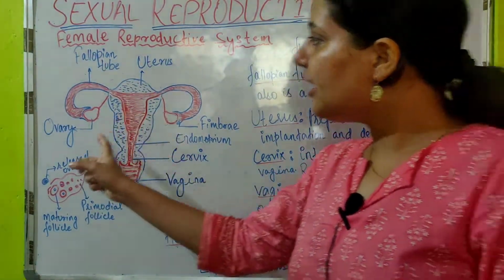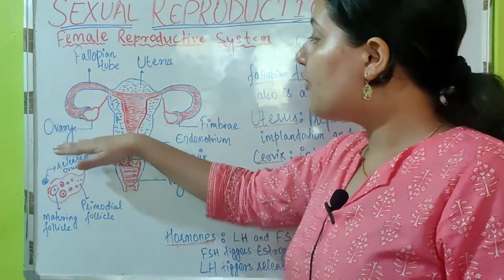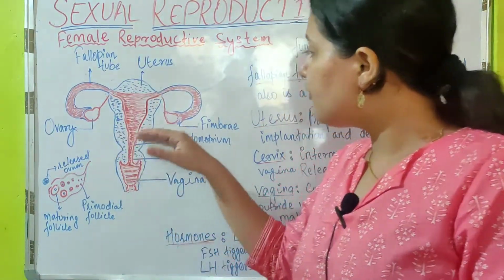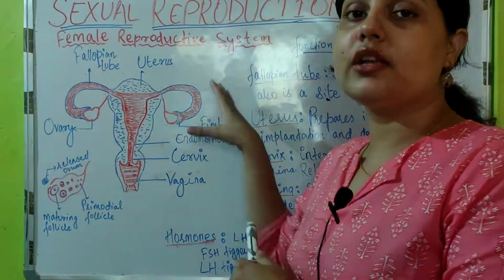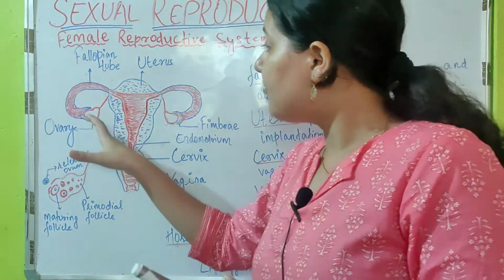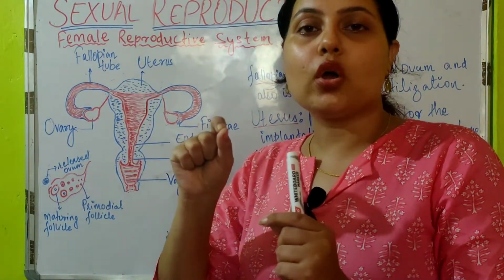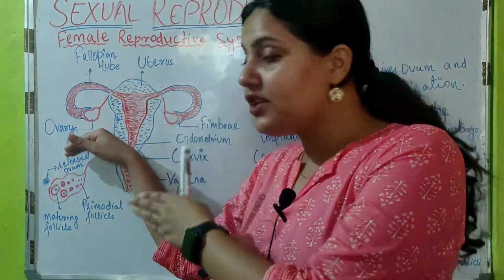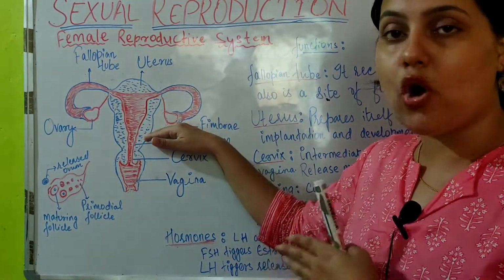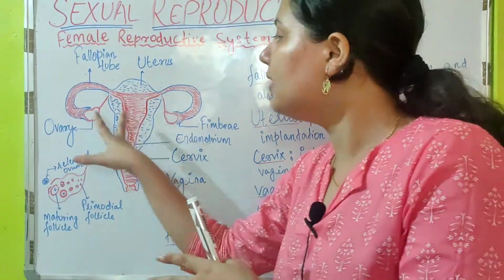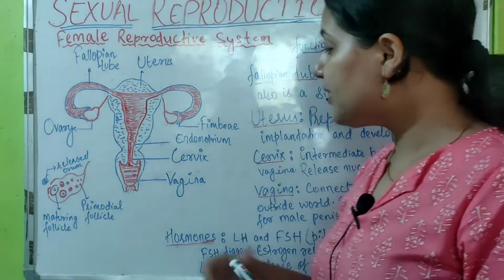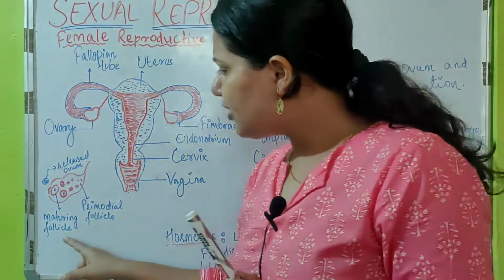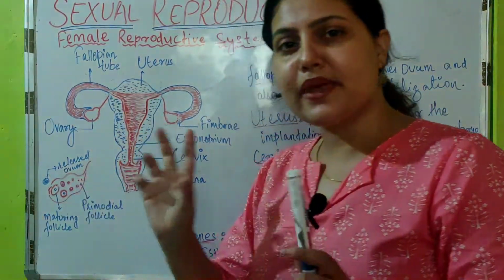If the primordial follicle from this ovary is maturing this month, then the primordial follicle from the other ovary will be maturing next month. That means every time the ovulation occurs from only one ovary. If this month the ovulation is occurring from this ovary, then next month the ovulation will occur from the other ovary. It does not happen at the same time. Now we can see here, primordial follicles are very small, isn't it? But the maturing follicles seem to be big, isn't it?